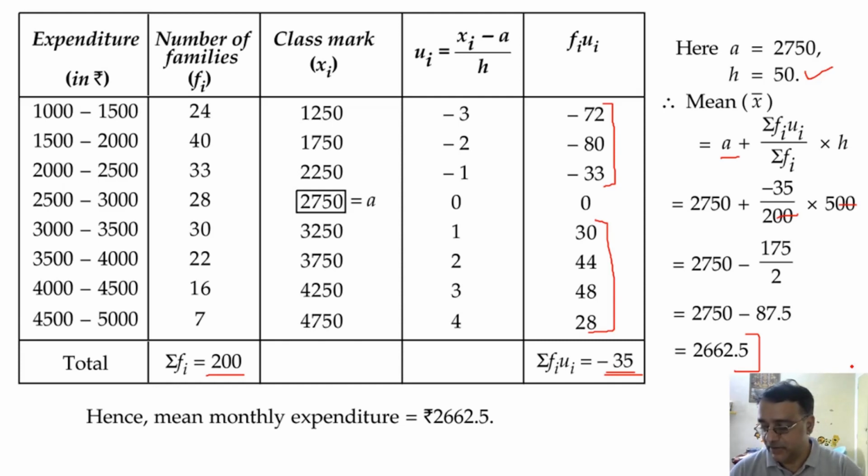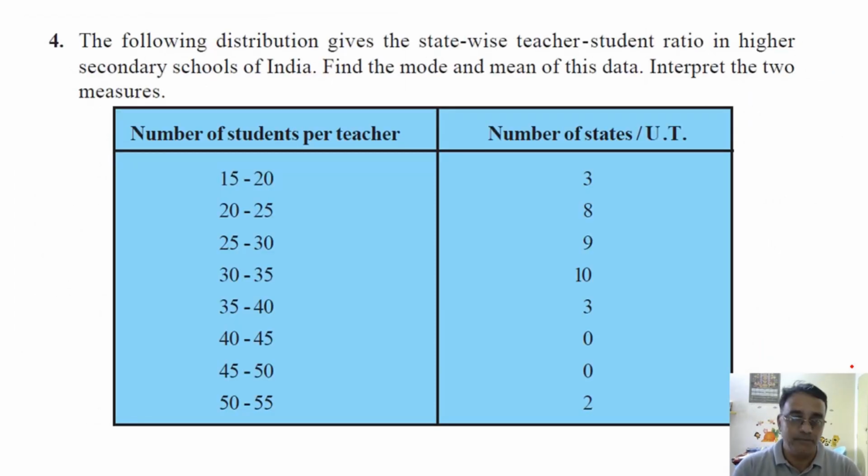Okay, so now we are moving towards the next question, question number 4. Here also we have to find mode and mean, both. And then we have to interpret the two measures also. The following distribution gives the state-wise teacher-student ratio in higher secondary schools of India, and we have to find the mode and mean of this data.